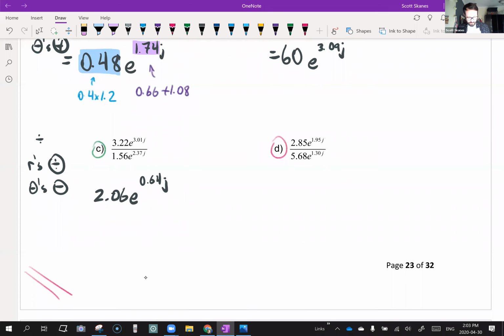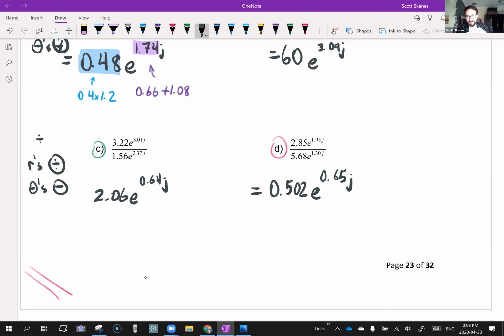I probably don't need a box on this. 6. And D, I don't need to give you any extra time for this. When you divide these out, what you're going to get is a fraction, or a number smaller than 1. So 0.502 e to the power of 0.65j. That's what I got. Is that what you got? Okay. So that's an easy guy.